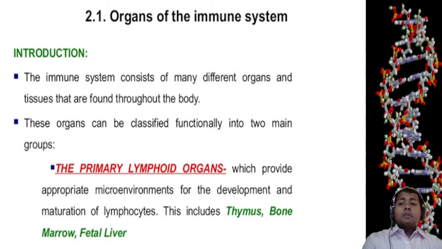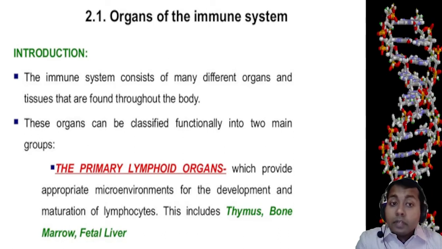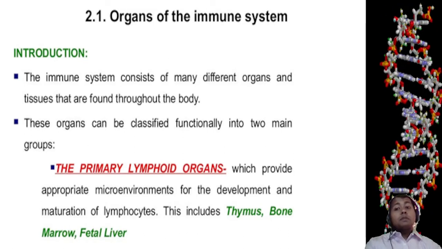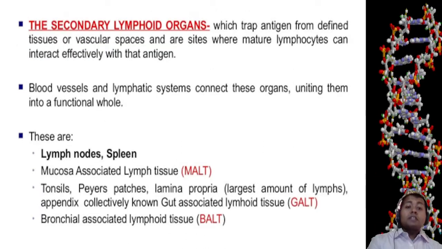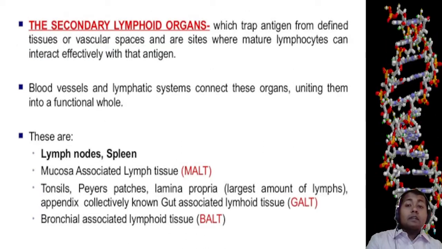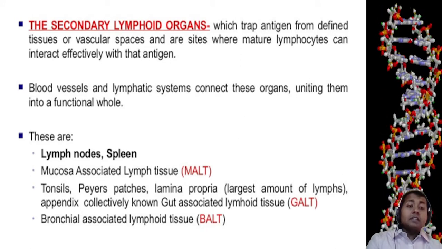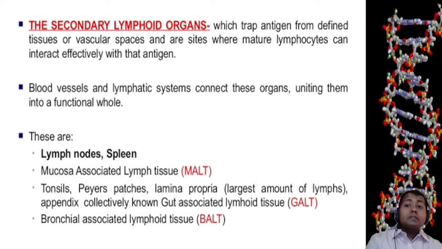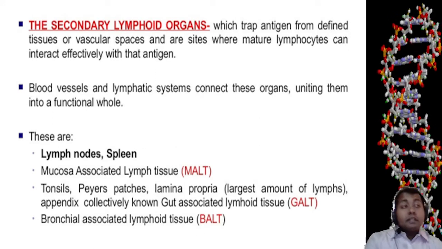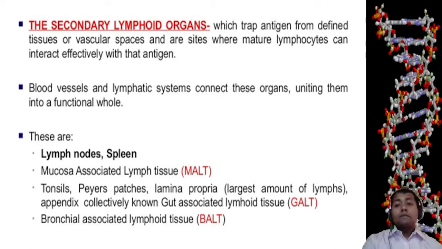The organs of the immune system can be of two types. They are the primary lymphoid organs, which provide the appropriate microenvironment for the development and maturation of the lymphocytes, which include the thymus, bone marrow, and fetal liver. And the secondary lymphoid organs, which are responsible for trapping antigens, and these antigens are then shown to the mature lymphocytes, which can interact effectively with that antigen. It means the lymphocytes get activated in the secondary lymphoid organ.